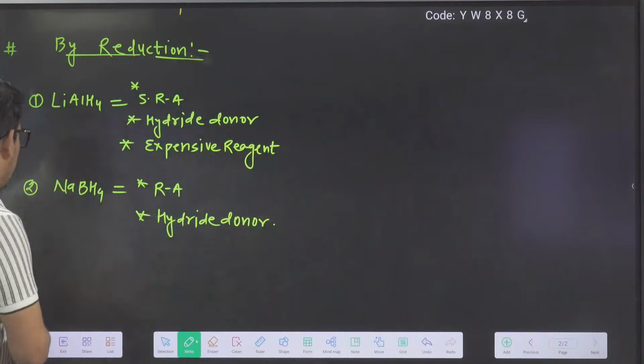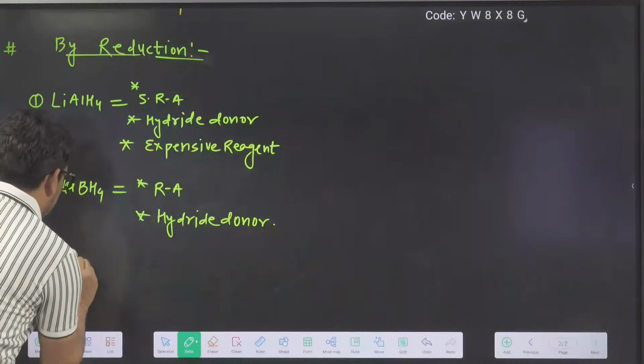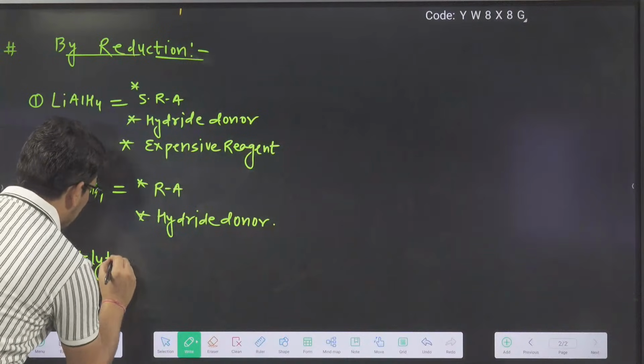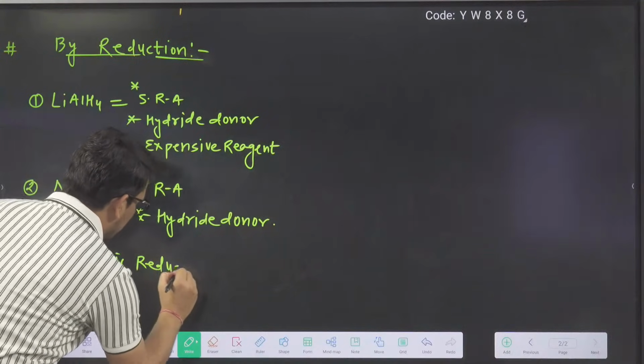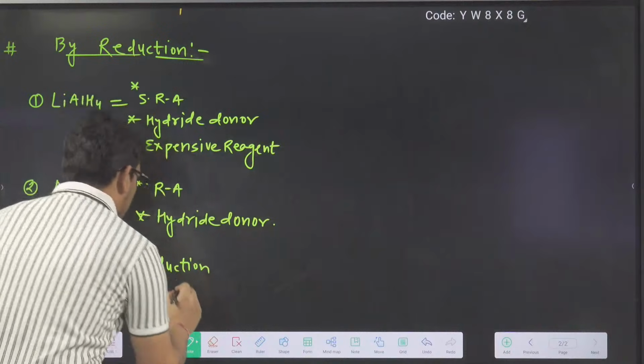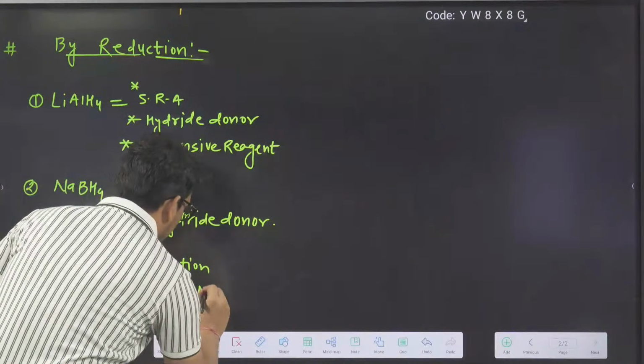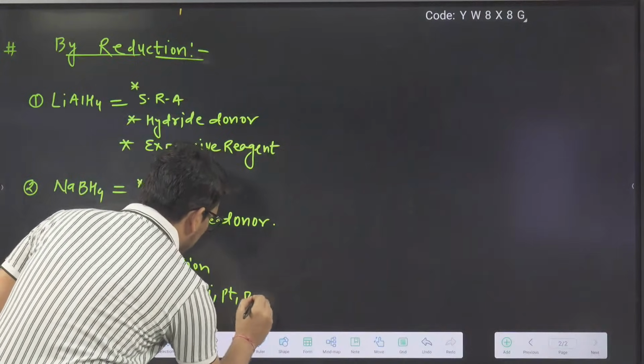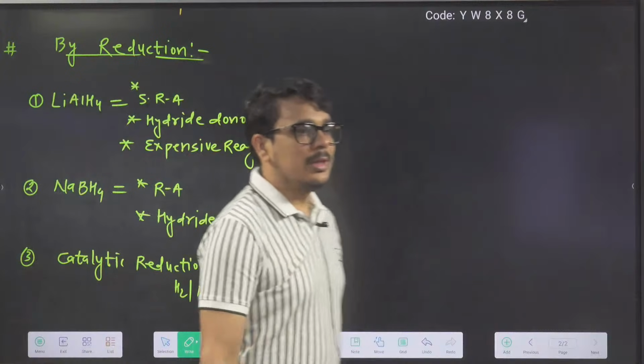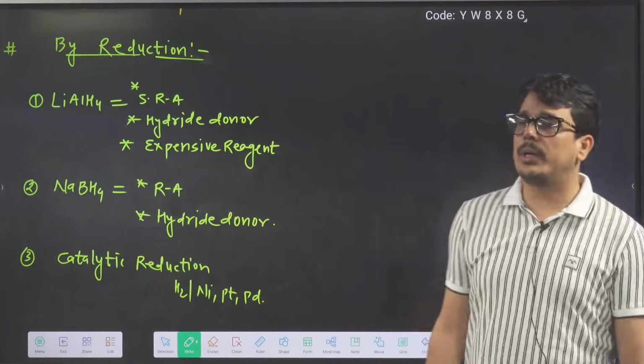Third, you will get here catalytic reduction. Catalytic reduction means what? H2 with either nickel, Pt, or Pd. So these are the most widely used reducing agents.